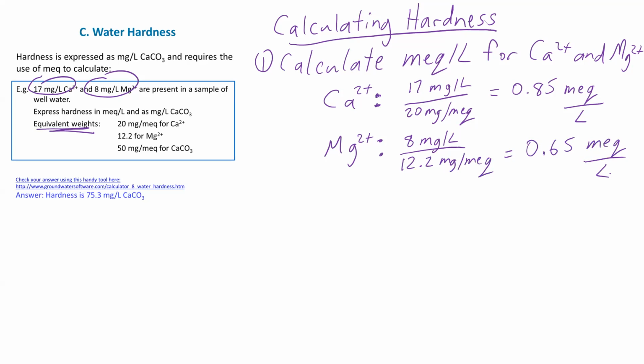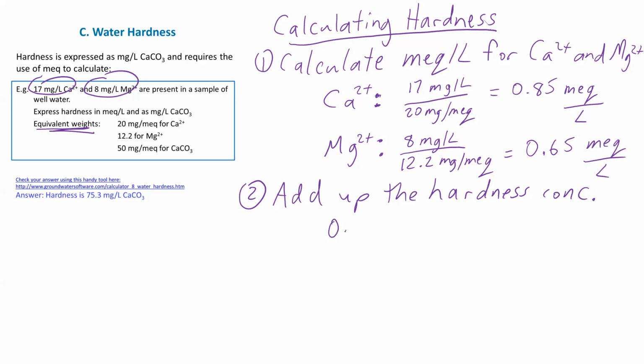Step two. Add them up. Add up the hardness concentration. So that's basically the calcium plus the magnesium. So 0.85 plus 0.65, and the answer for that is 1.5 milliequivalent per liter. Okay, and then step three is the last step.